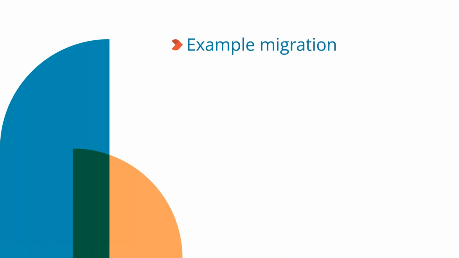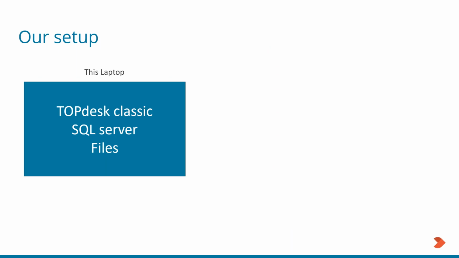So with all of this theory in mind, let's look at some practice. What we're going to do is jump through an example migration of a classic installation to a virtual appliance. Before we do that though, I just want to talk a little bit about the setup that we're using. So what we'll be doing is taking, on the laptop this webinar is being hosted on, there is an installation of TOPdesk Classic, also an SQL server which contains the database for this, and a file system with shares where things like uploaded documents are being stored.